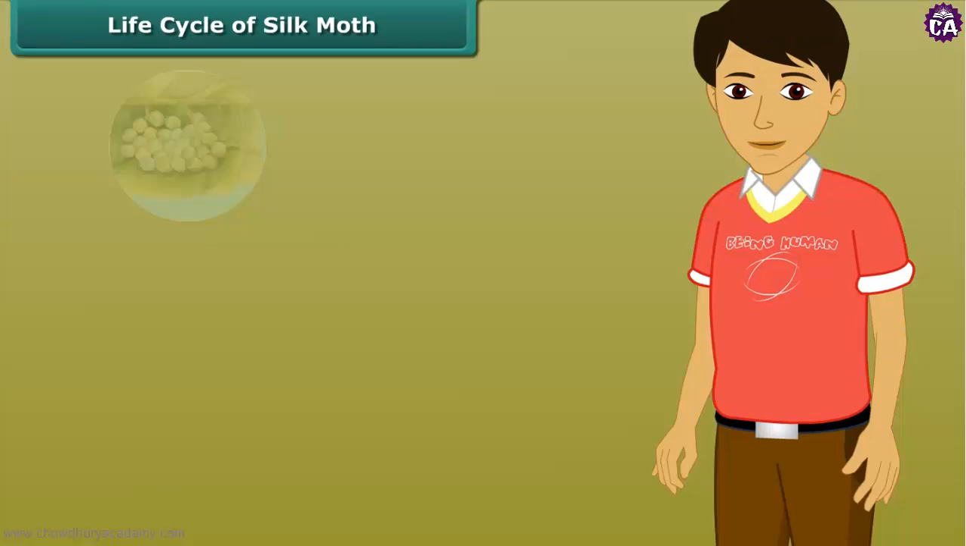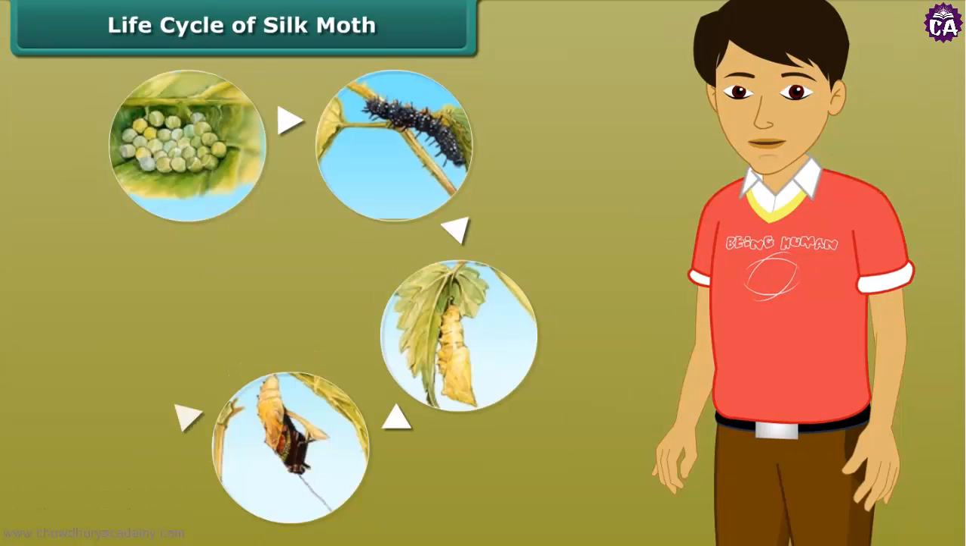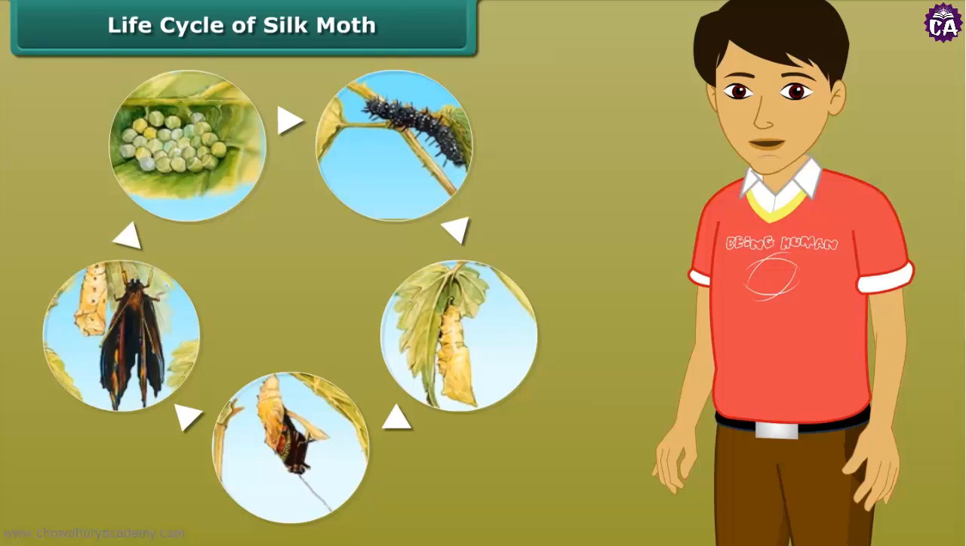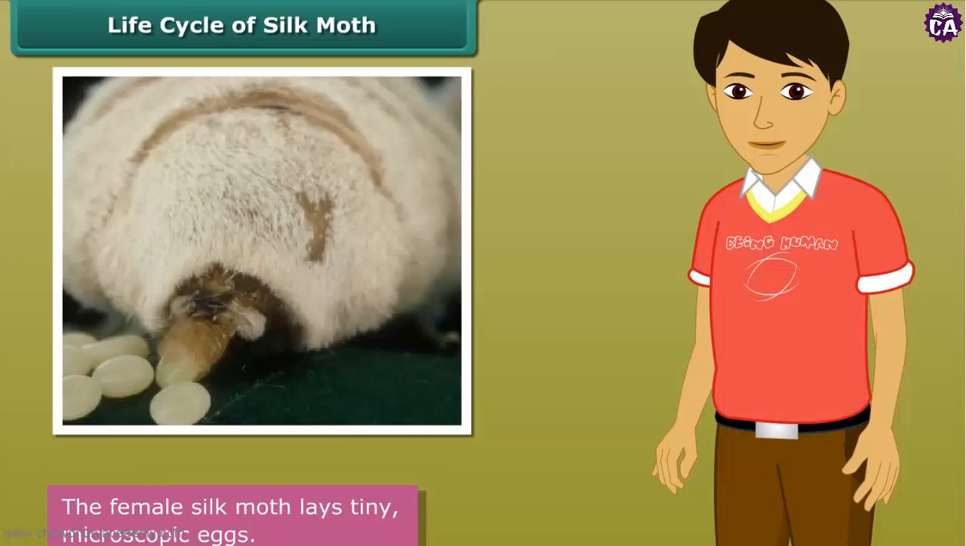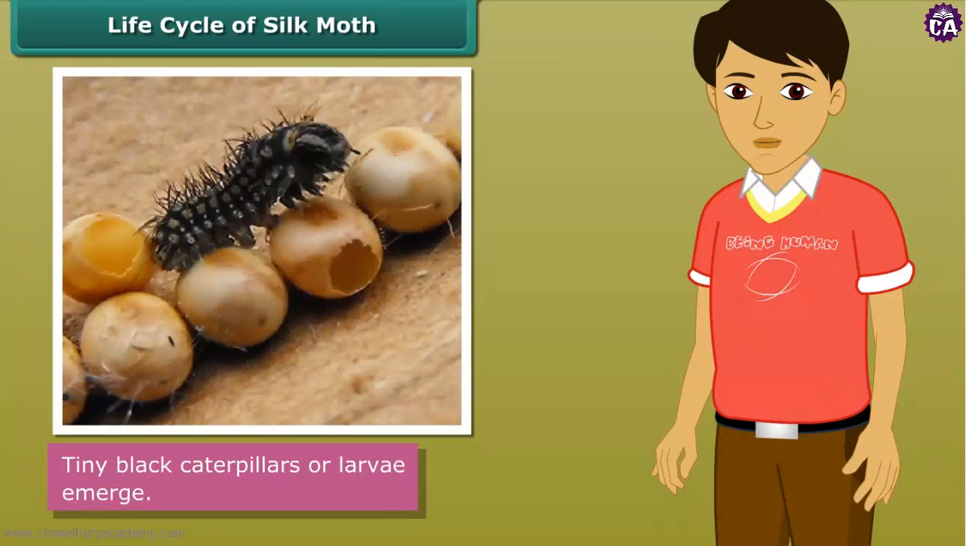The life cycle of a silkworm begins with the laying of a microscopic egg and ends with the emergence of a beautiful moth. Let's look at the different stages in the life cycle of a silkworm. The female silk moth lays tiny microscopic eggs at the end of summer. They remain dormant till spring. Come spring, tiny black caterpillars or larvae emerge from these eggs.